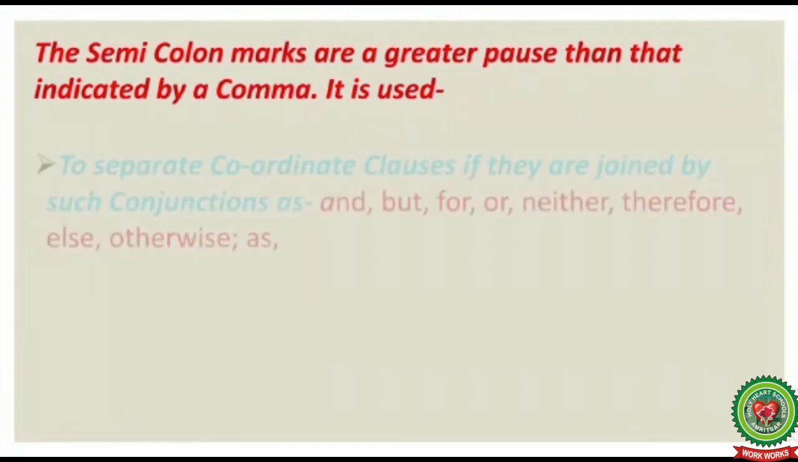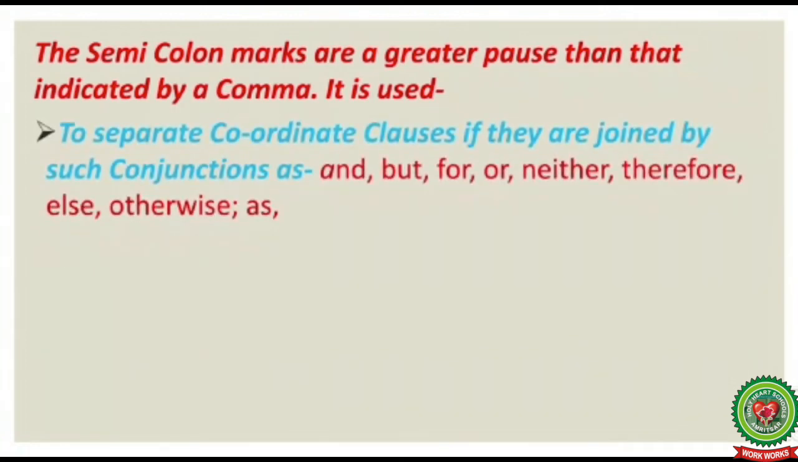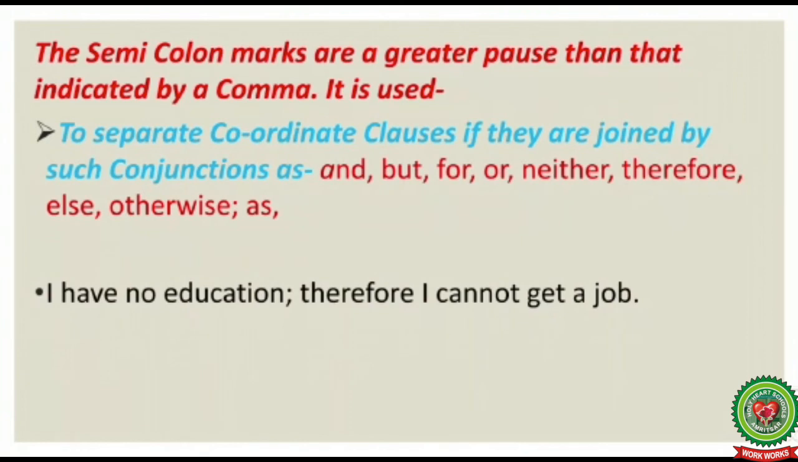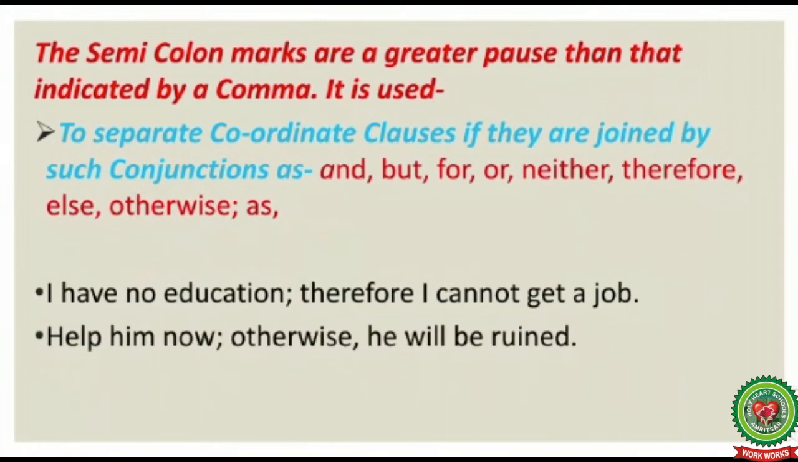It is used to separate coordinate clauses if they are joined by such conjunctions as and, but, for, or, neither, therefore, else, otherwise. I have no education; therefore I cannot get a job. Help him now; otherwise he will be ruined. Semicolon has been used before therefore and otherwise.